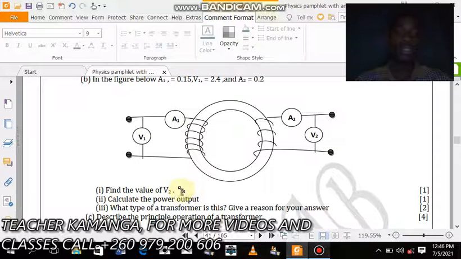So in this case, we'll say V1 times A1. A1 is representing the current, so don't be confused. Then on the other side we'll say V2 times A2. So this formula is indicating that the power input is equal to the power output.